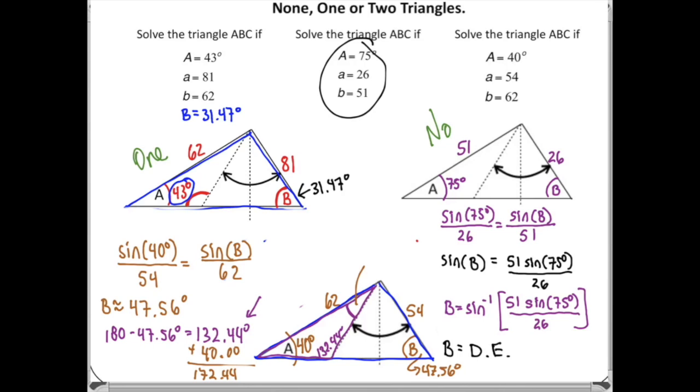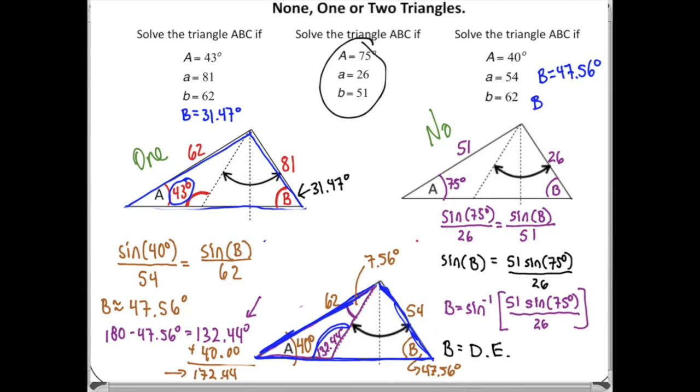And I would find that by subtracting this amount from 180, and that would give me 7.56 degrees. So there are two possible triangles. There is the possible triangle, the blue one, where B happens to be an acute angle. So we would have B can equal 47.56 degrees.